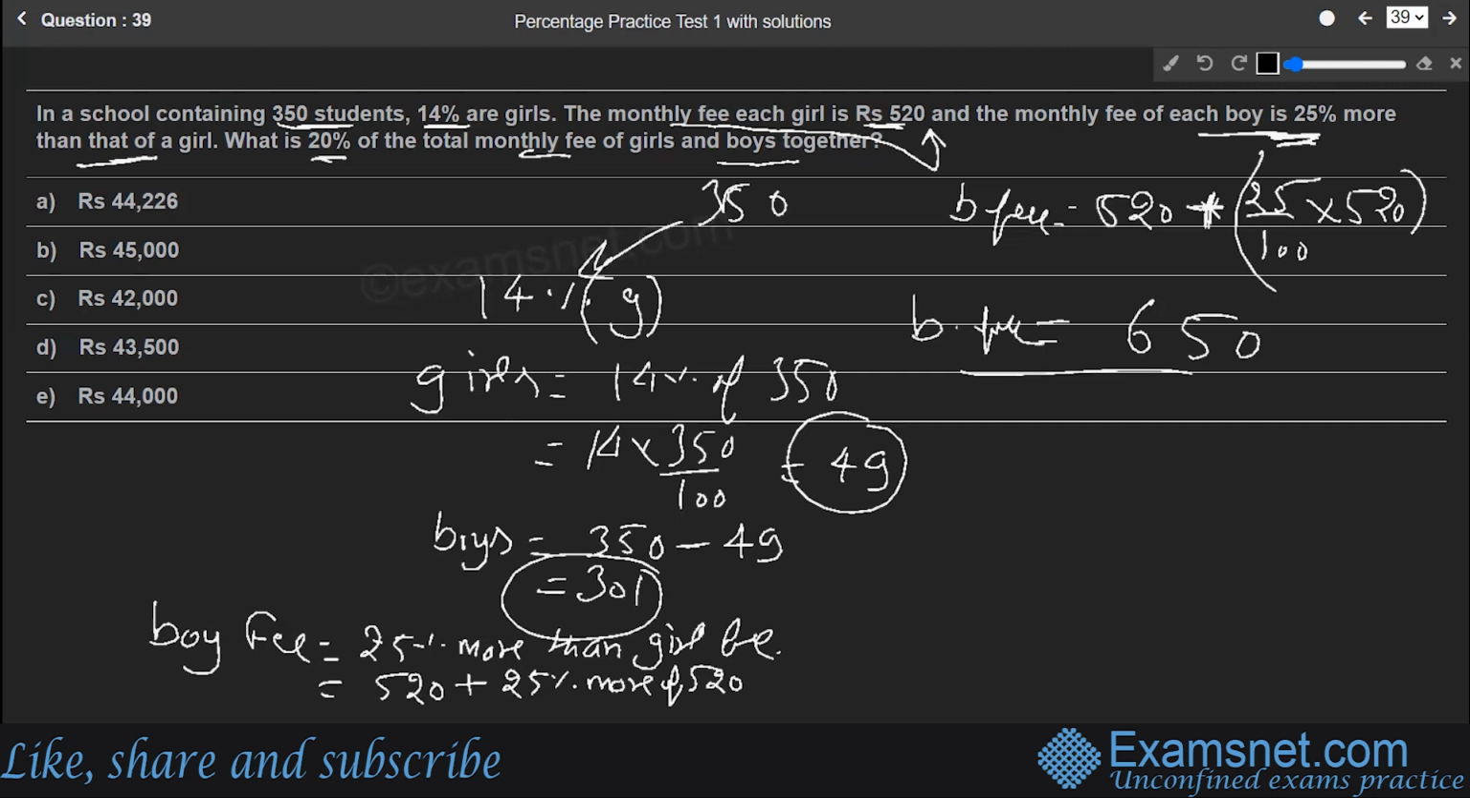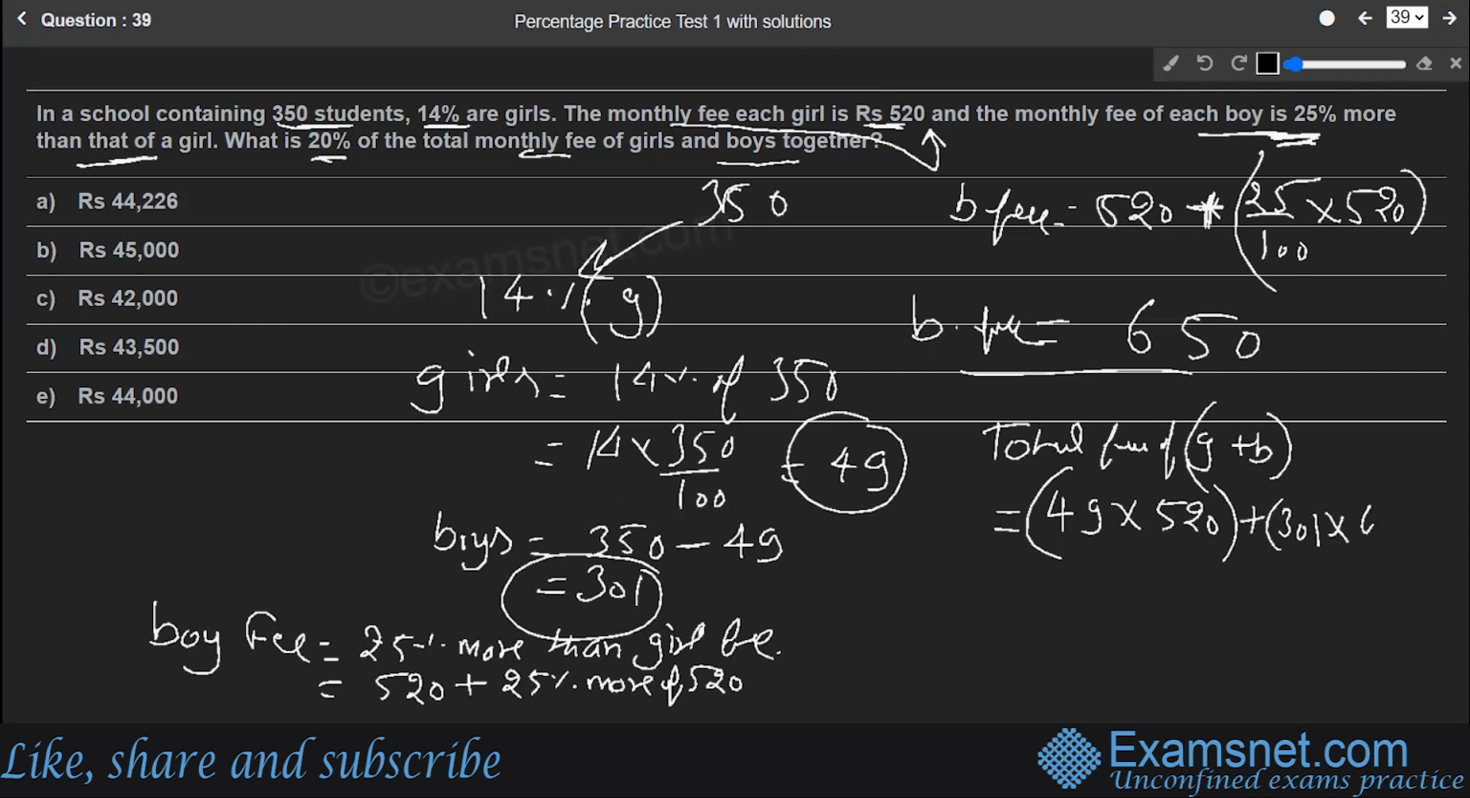Now, what he has asked for is 20% of the total monthly fee of girls and boys together. So we need to find out the total fee of girls and boys together first. Total fee of girls plus boys. How many girls are there? We have got 49 girls. What is the fee of each girl? It is 520. So this is the fee of all the girls, plus how many boys are there? There are 301 boys. What is the fee of each boy? We just calculated that to be 650. So this is the total fee of all boys and girls.